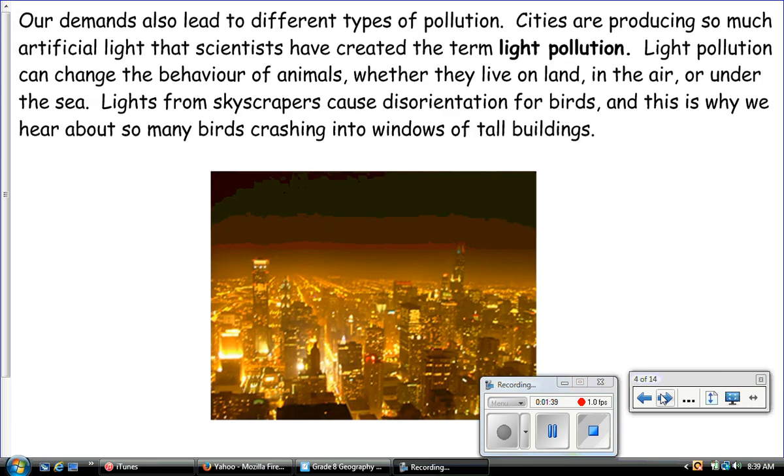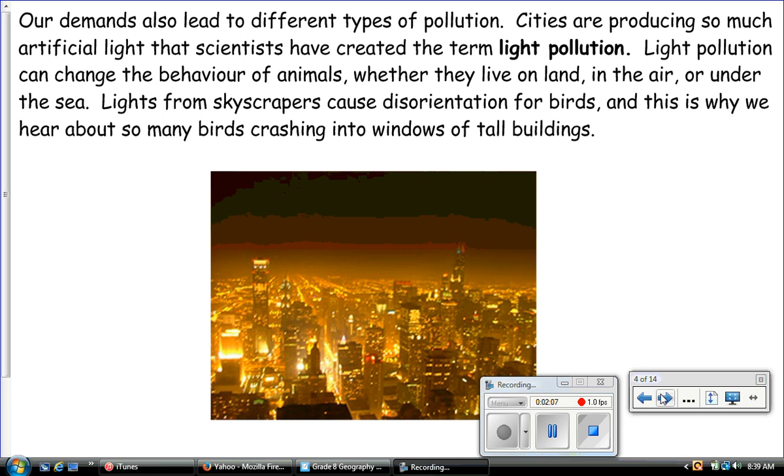Our demands also lead to different types of pollution. Cities are producing so much artificial light that scientists have created the term light pollution. Light pollution can change the behavior of animals, whether they live on land, in the air, or under the sea. Lights from skyscrapers cause disorientation for birds, and this is why we hear about so many birds crashing into windows of tall buildings.